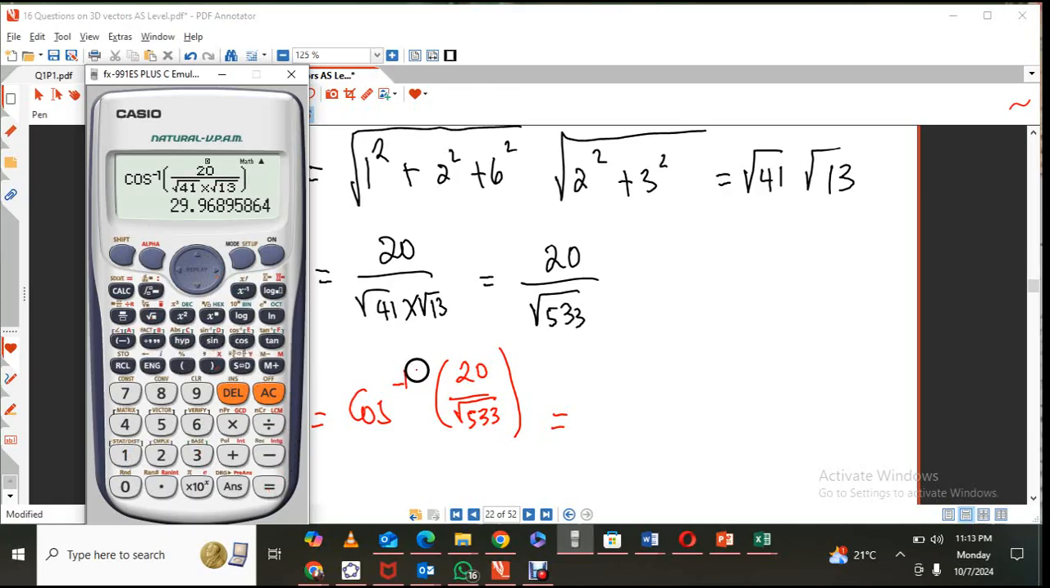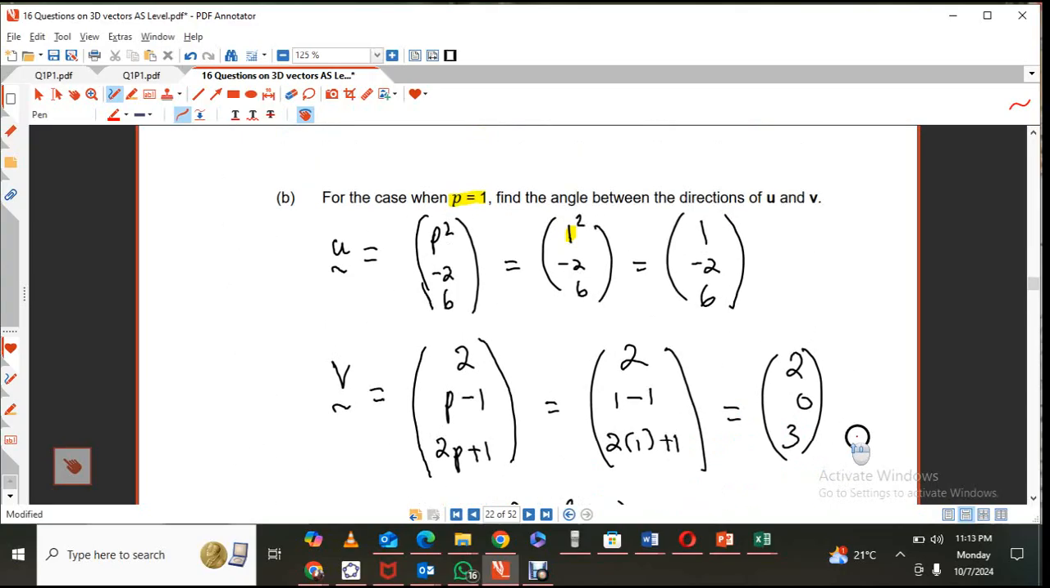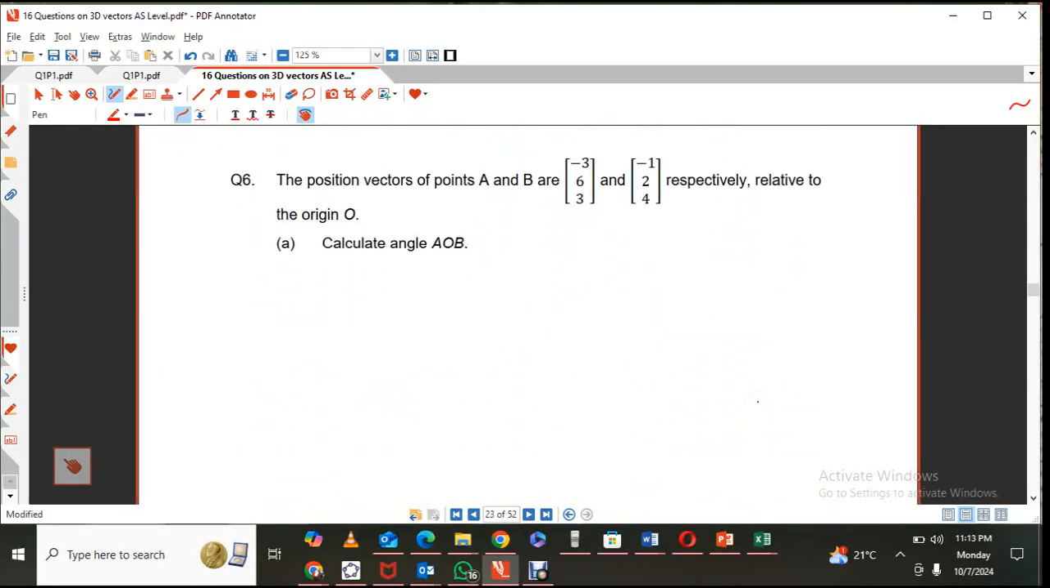So it's 29.9 odd degrees, so it's 29.96895 and so on degrees. So that will be 30.0 degrees to 1 decimal place. Okay, they haven't specified, but I'm leaving it to 1 decimal place. Right, question 6.